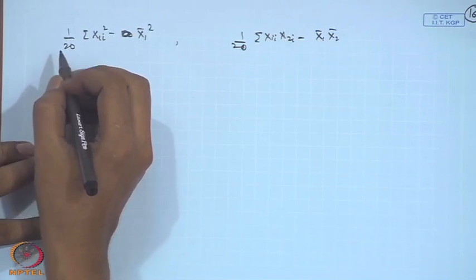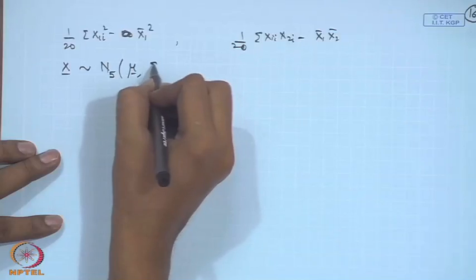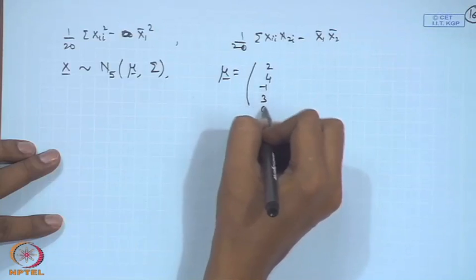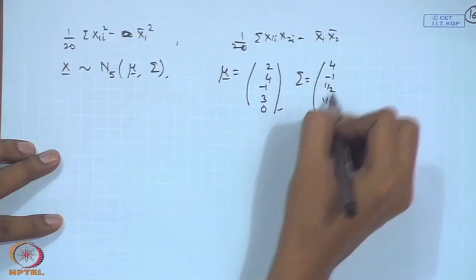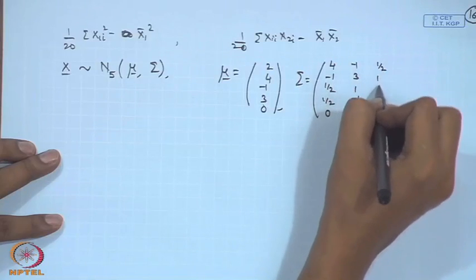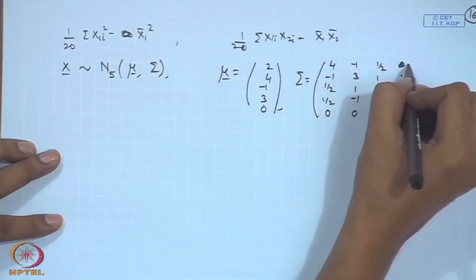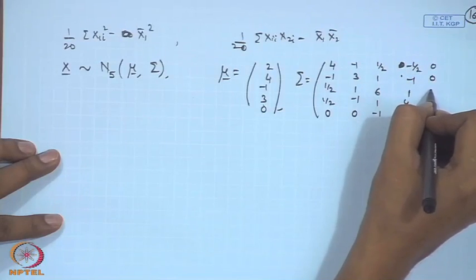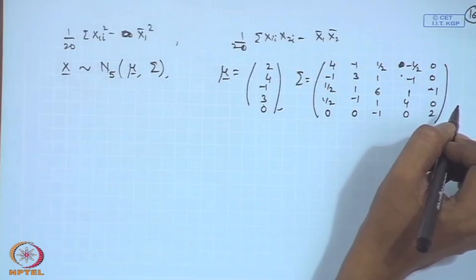I end up with some exercise. Let us consider say x following N5 mu sigma, and I define mu as 2, 4, minus 1, 3, 0, and sigma matrix as 4, minus 1, half, half, 0, minus 1, 3, 1, minus 1, 0, half, 1, 6, 1, minus 1, 0, minus half, minus 1, 1, 4, 0, 0, 0, minus 1, 0, 2. So, this is a 5 by 5 matrix.